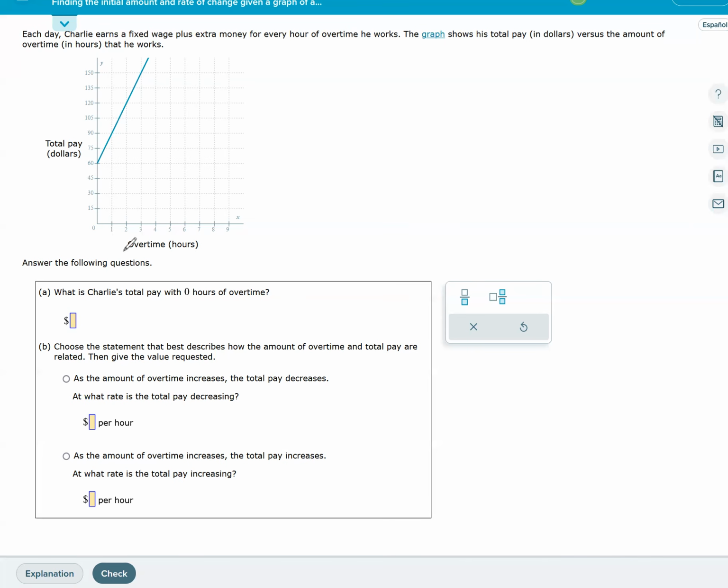So our overtime hours is the x-axis. We look at when x is 0 and go up and we can see that y is 60. So we will type in with 0 hours, he gets $60.